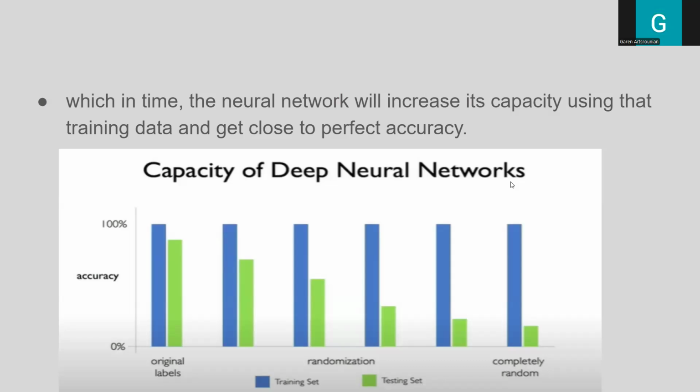As you can see in the picture below, the original dataset wasn't getting that high of accuracy, but with the scrambled training set, they got almost close to perfect accuracy.